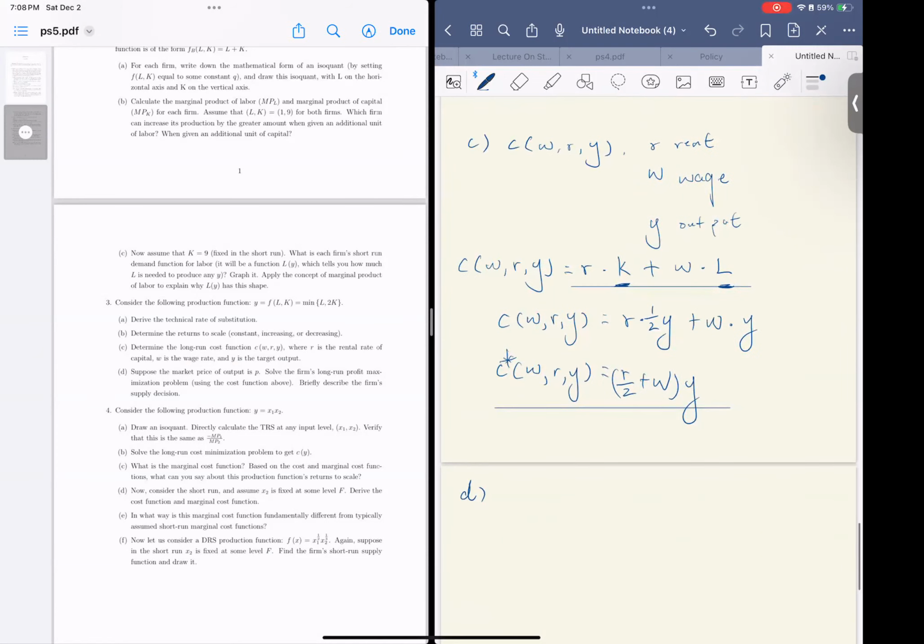Okay, let's do D. Suppose the market price of output is P. So P is price. And solve for the firm's long-term profit maximization problem. So use the cost function above.